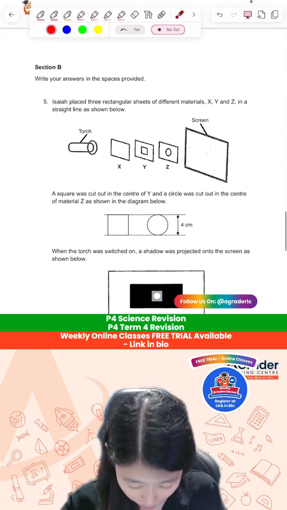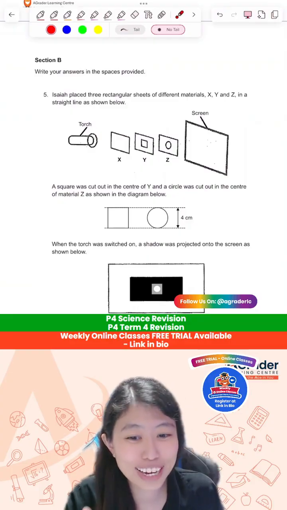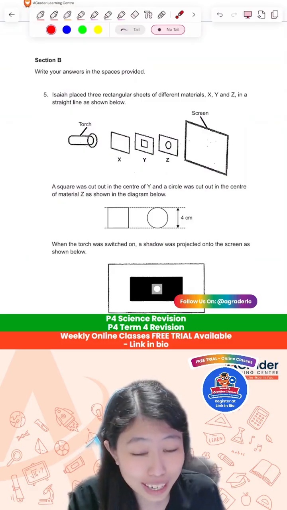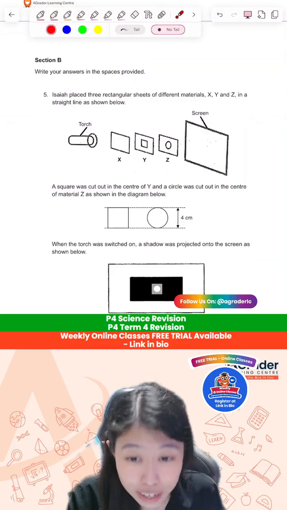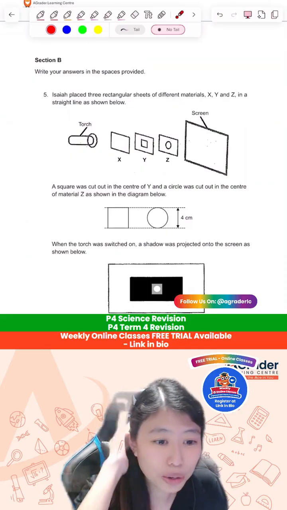Okay, this one. This is your light and shadows topic. A lot of students until now are still very confused about the light and shadows concept, and heat as well. So you all must listen carefully.